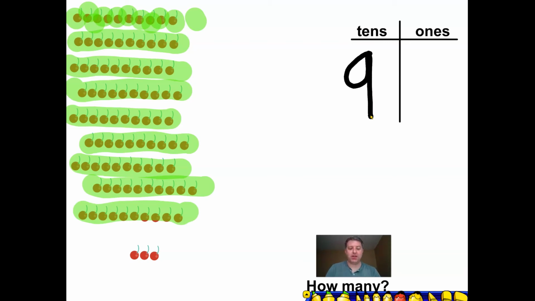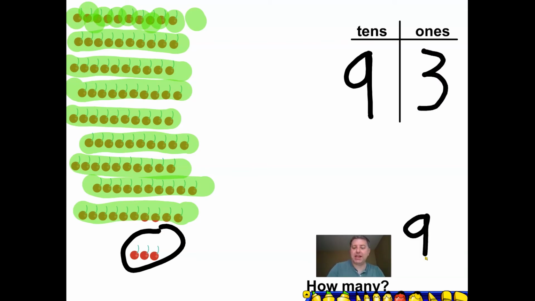Write it on my chart so I don't forget. And I see that there are 3 cherries left over. So those are the ones. 9 tens and 3 ones, friends. That's the number 93. Great job. Say 93. 9 tens and 3 ones, 93. Let's try another one.